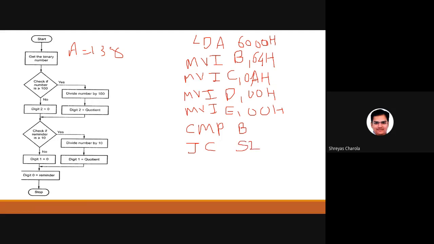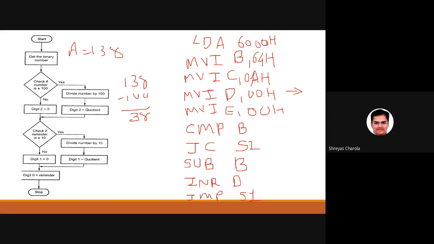But what if the carry flag is not set? Then what you need to do is subtract B. That means the data you already have is 138 and B is 100. So 138 minus 100 is 38. That is why I have done the subtraction. And whenever you do the subtraction, we have seen you need to increment any of these registers. Let's suppose I'll increment the D register. So I write INR D. So one time I have done the subtraction.